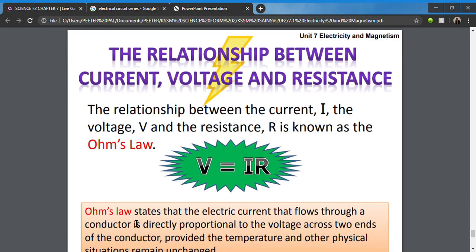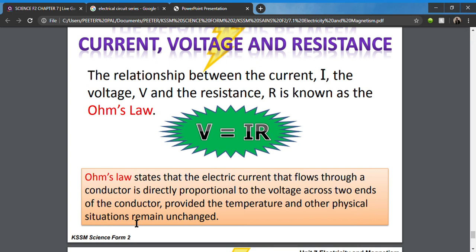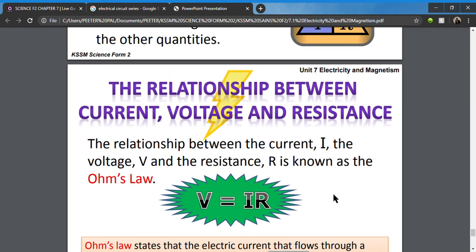So Ohm's law states that the electric current that flows through a conductor is directly proportional to the voltage across the two ends of the conductor, provided the temperature and other physical conditions remain unchanged. So this is Ohm's law. V equals IR. So R will be a constant value.